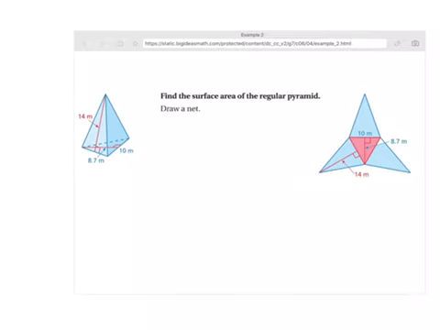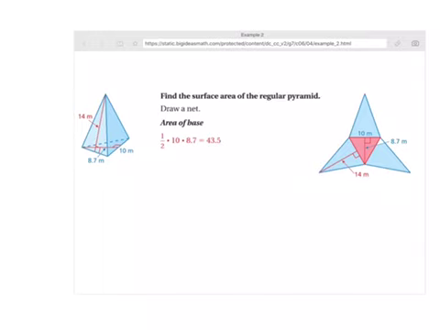So the first thing we're going to do is find the area of the base. Now in this case, the base is a what? It's a triangle. So you're going to use that same area of a triangle formula, 1/2 base times height, to find the area of that red section. So you do 1/2 times 10 is the bottom of the triangle, and 8.7 is the height. So 1/2 times 10 times 8.7. You multiply that and you get 43.5.